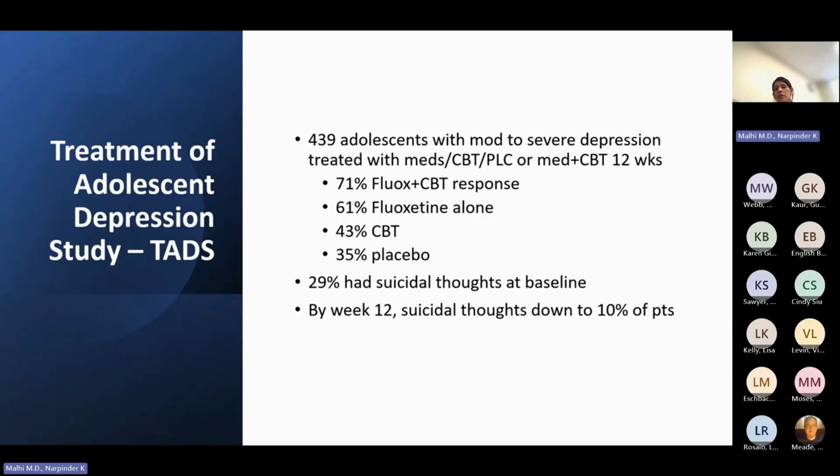And if you see the response between SSRI plus therapy and only SSRI, which is fluoxetine alone, still quite a good comparable response. Like 70% of patients responded to SSRI plus CBT, and 60% of patients also responded very well, even if they were only given SSRI. And if you only give therapy, 40% of the patients still responded. So we really need to think that all the treatment interventions do work, but some work more effectively than others.